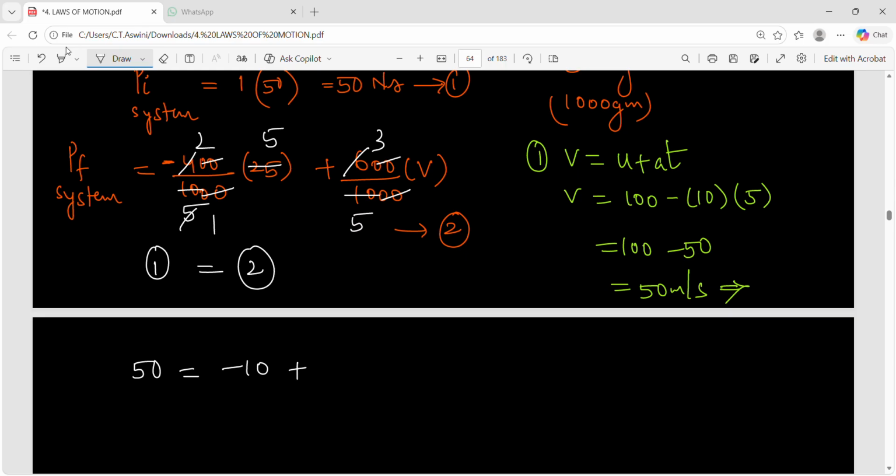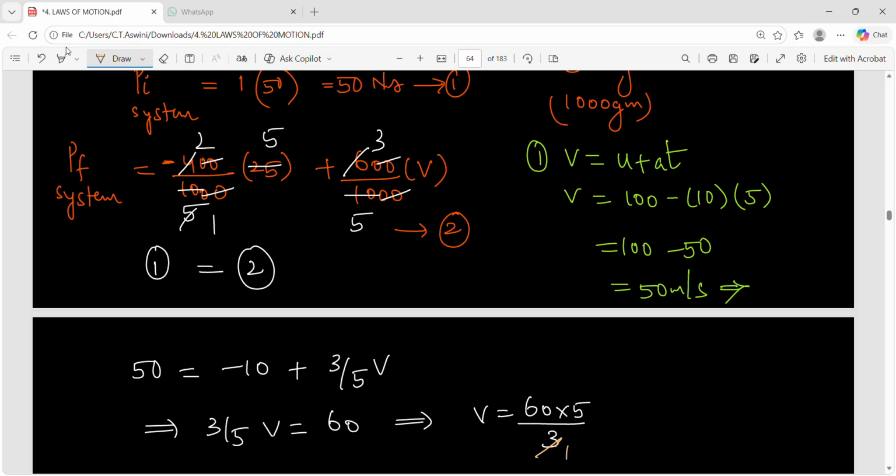Plus, what will you get here? It's 3 upon 5. 3 by 5 V. Now 3 by 5 V is equal to 50 plus 10, 60. So what is V now? It is 60 into 5 upon 3. So just simplify this. 3 one time, 3 20 times. So 20 into 5, this is 100. So 100 meter per second.